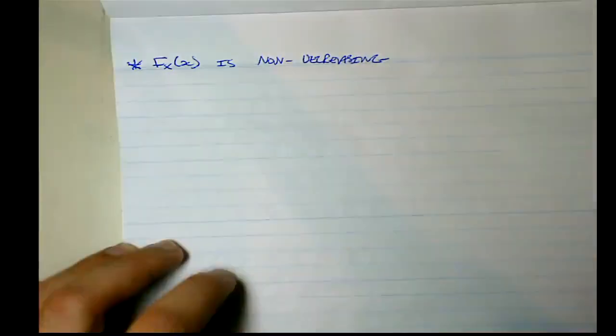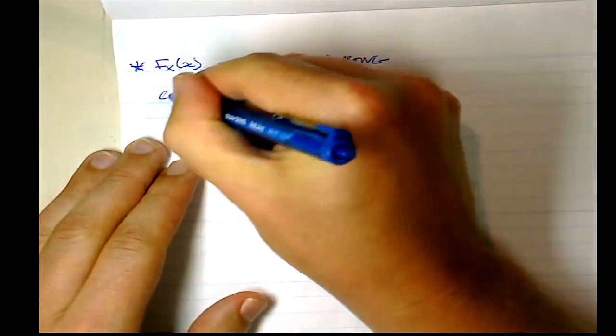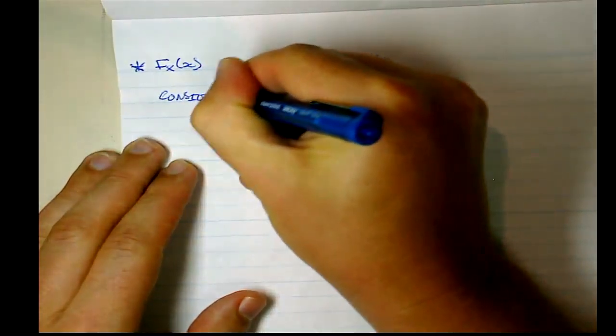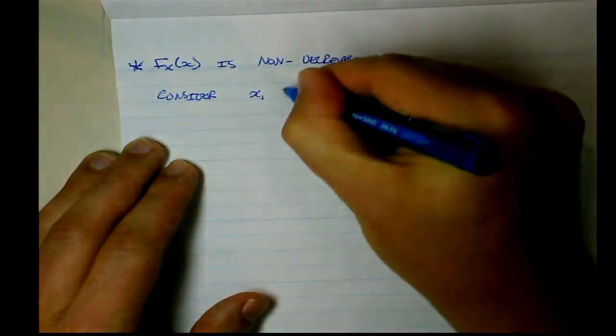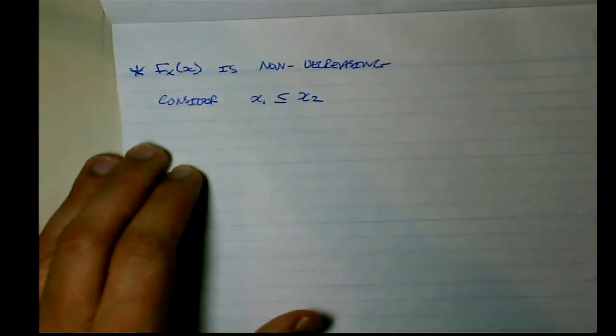All right, this is really easy. All we're going to do is construct two events and show that one event is a subset of another. And last week we proved that if one event is a subset of another, then it has smaller probability. That was something we proved last time. So, consider x1 less than or equal to x2. Just take two numbers, x1 and x2.